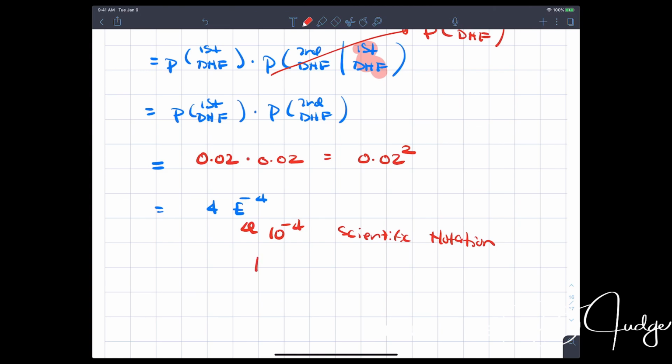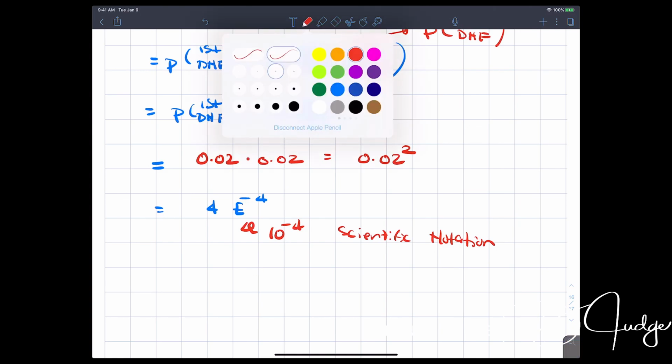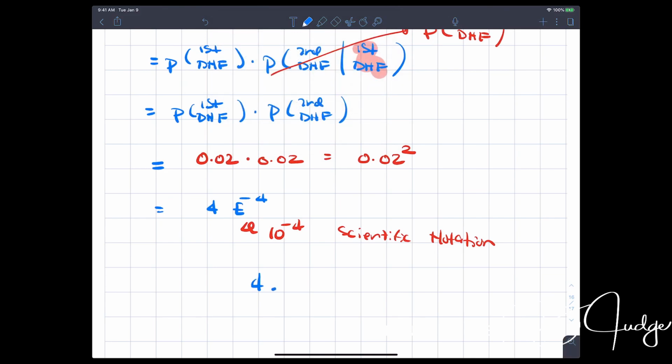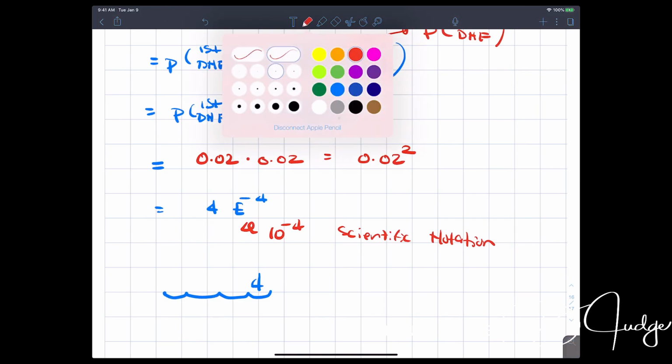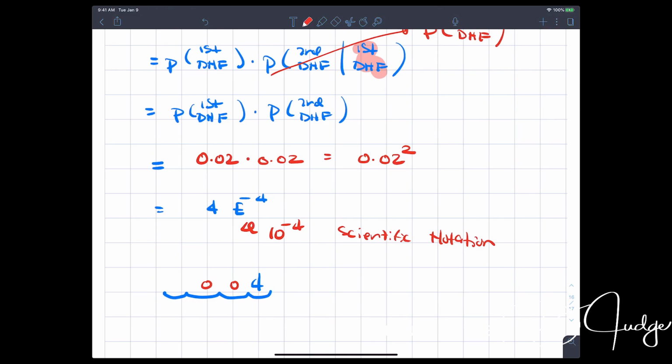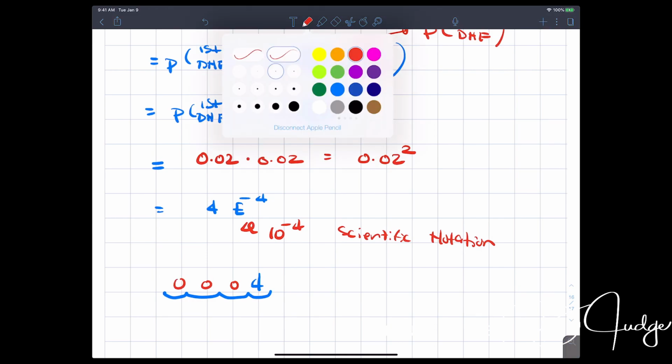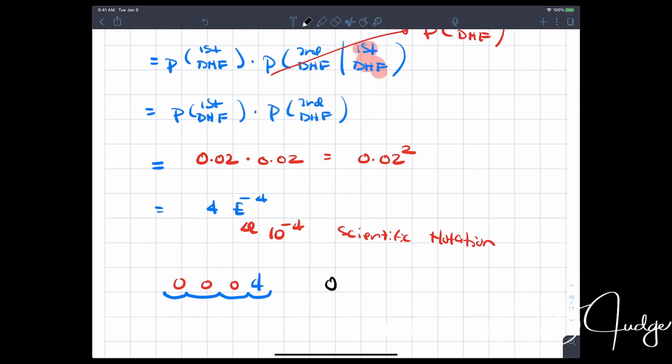Remember, here's my 4, right? I got 4. Where's the decimal with the whole number? It's behind the number, right? And then you move this here to what? 1, 2, 3, and 4. You're going to plug in your zeros. Here's what you get. 1, 2, 3, 4.